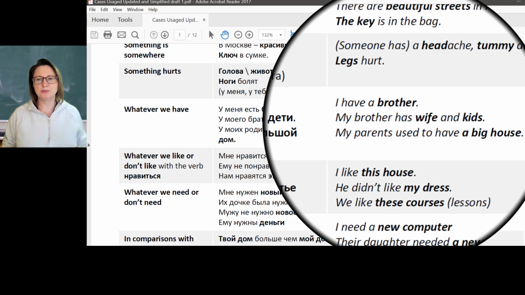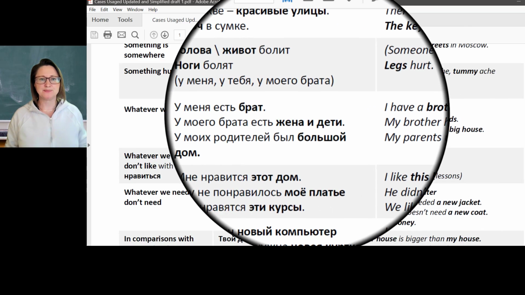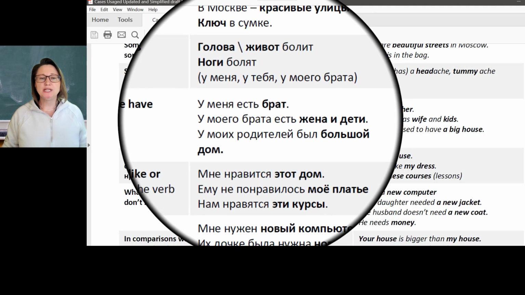My parents used to have a big house. Who used to have a big house? My parents. They are the subject of a sentence. While in Russian, and you can see it in bold here, these are the words that are going to be the subject of a sentence, because whatever we have is the subject of a sentence. So in Russian it would be «У меня есть брат». У моего брата есть жена и дети. У моих родителей был большой дом. So брат, жена и дети, большой дом, these are the subject of a sentence because it's whatever these people have.